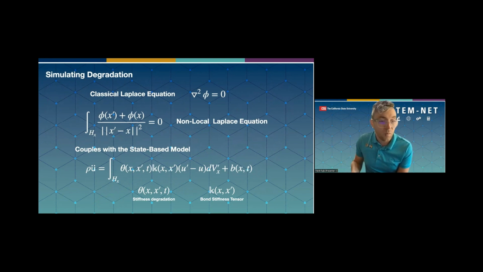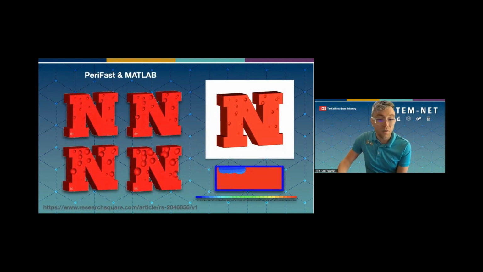This couples very well with the state-based model where theta is our stiffness degradation and the kernel kappa is our bond stiffness tensor. To model damage due to corrosion, we are utilizing Perifast. It's a 3D pseudo-spectral peridynamic MATLAB code for corrosion. It was developed quite recently by Florent Barbaroux, an alum of the University of Nebraska. The sample code shows pitting corrosion on the University of Nebraska N.